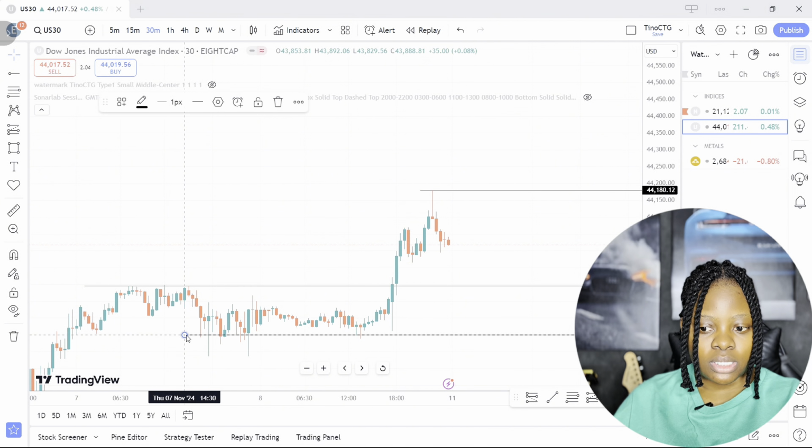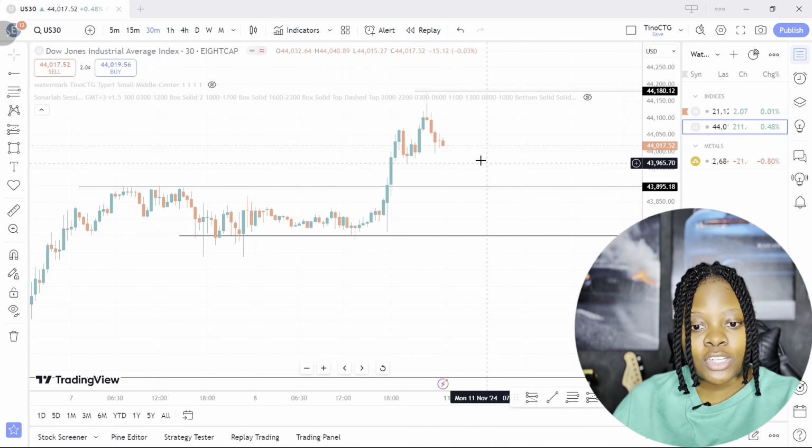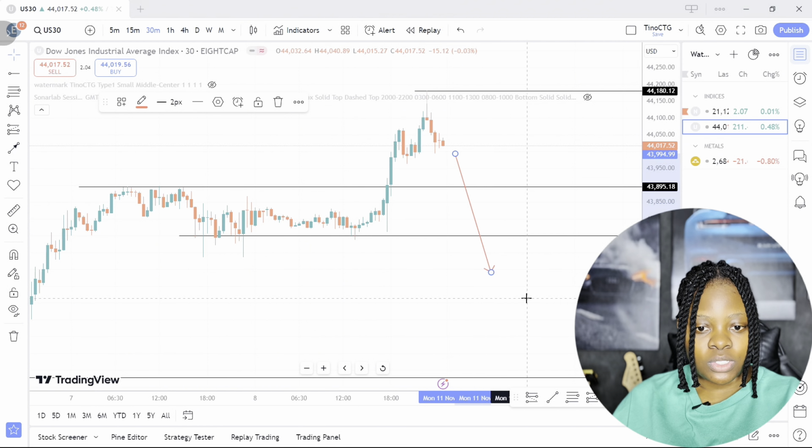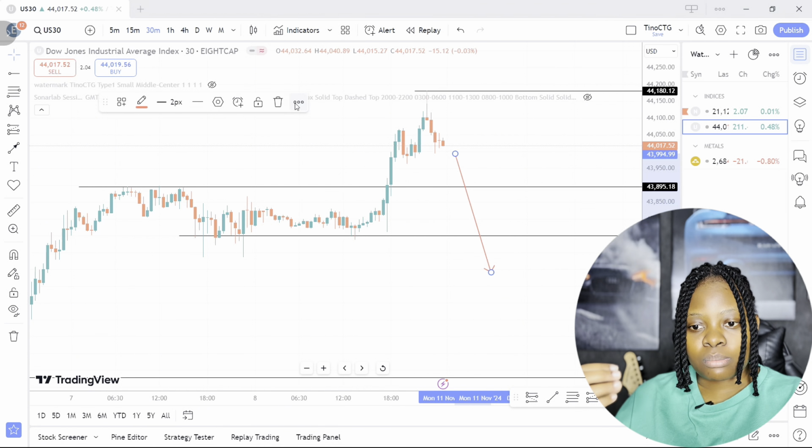It can also use this level here as a retest and then push up to the upside, or it can decide to just push up right over here and keep going to the upside, or it can decide not to retest at all and keep dropping to these levels and keep going down. Now, you should be able to trade all of these market conditions.